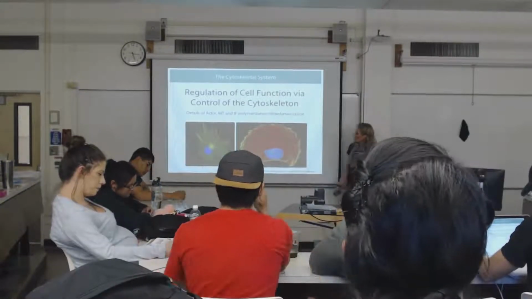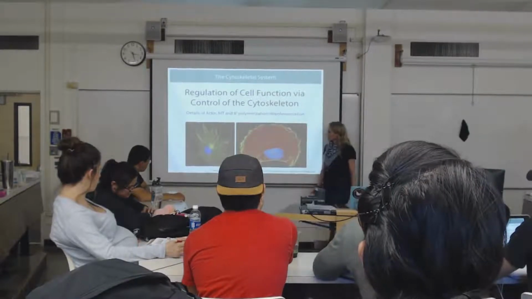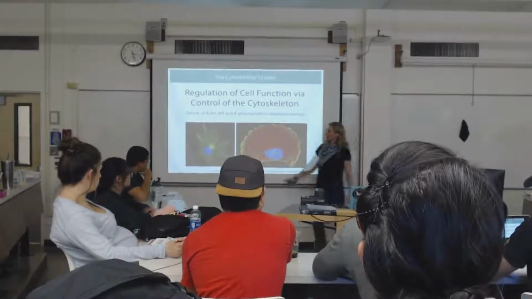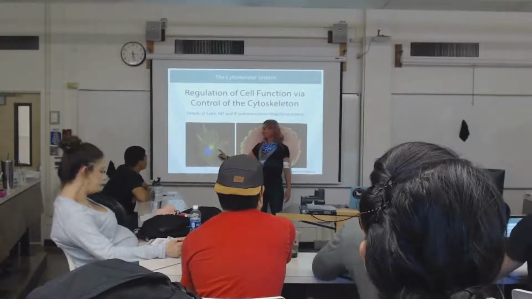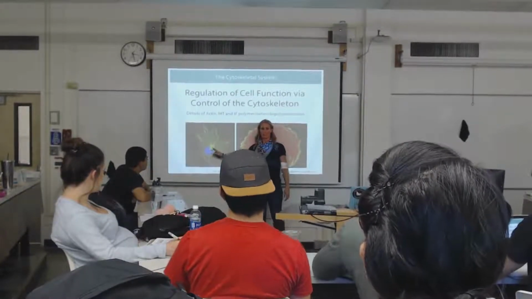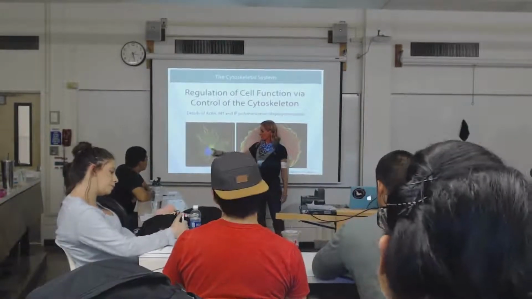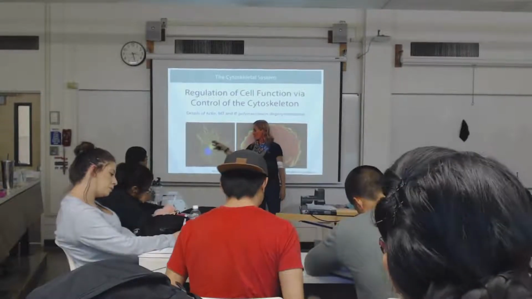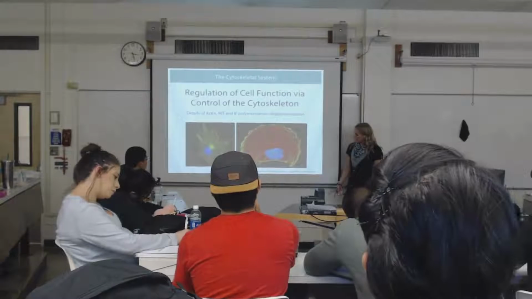All right, so what are we looking at in green right here? Which filament? Microtubule. Guess what this big green dot is? It's the microtubule organizing center. The microtubule organizing center is always going to be by the nucleus, and then you see the microtubules emanating out from there.